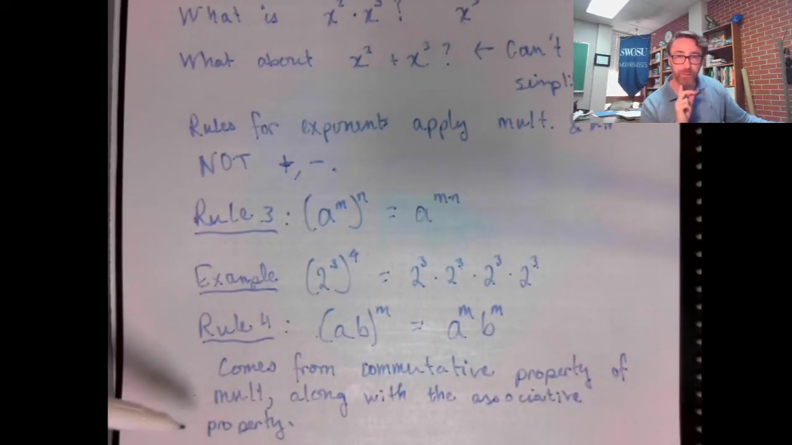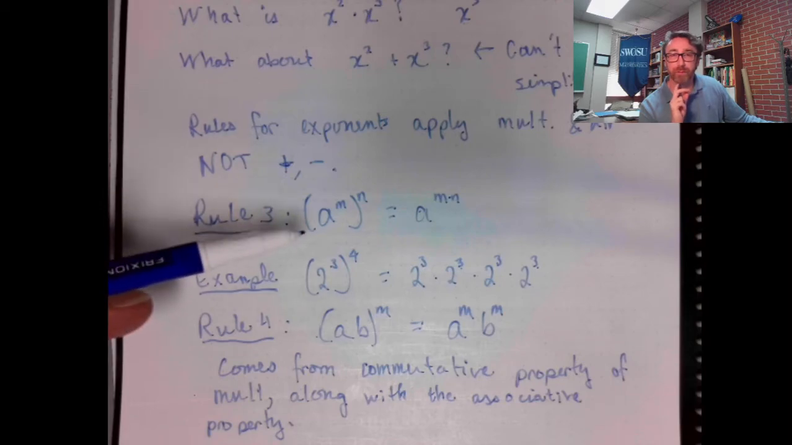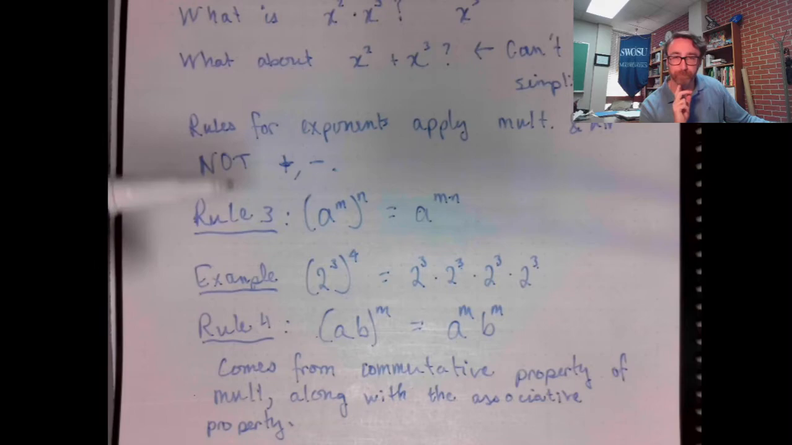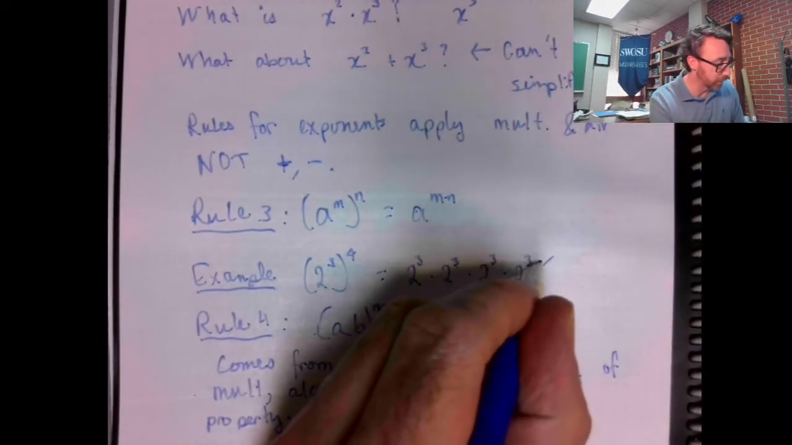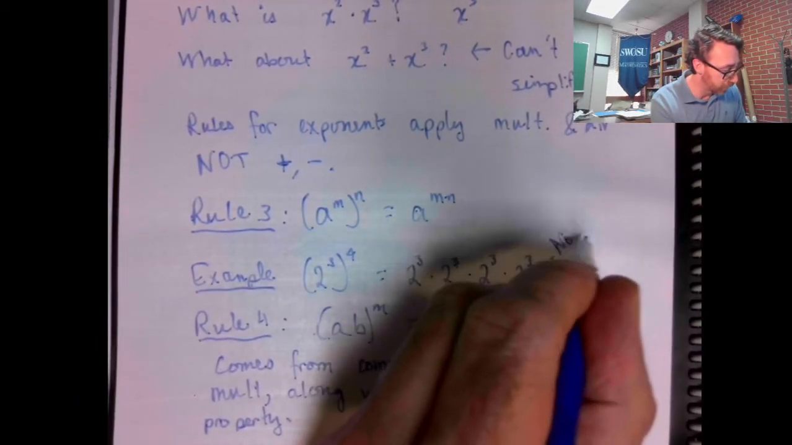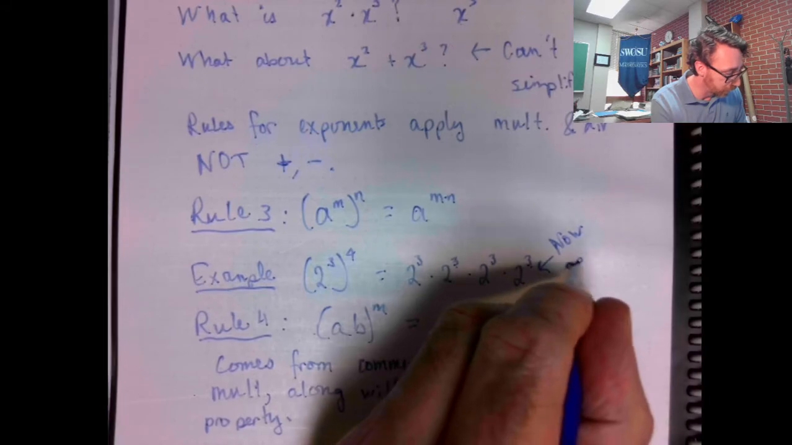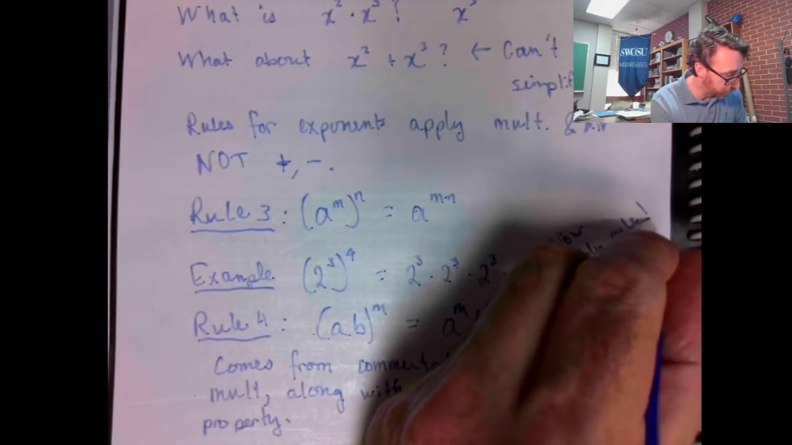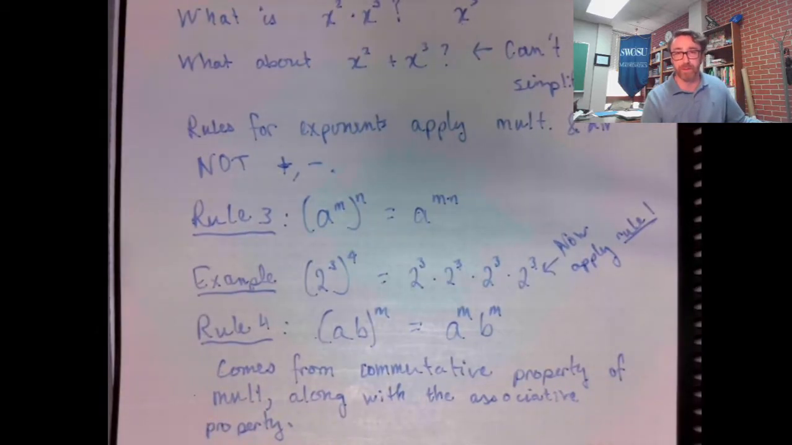We've got rule 3 and 4 here. Rule 3 says if you raise a power to a power, you can multiply the exponents. And that actually comes from, really from rule 1, that we discussed earlier in this video.